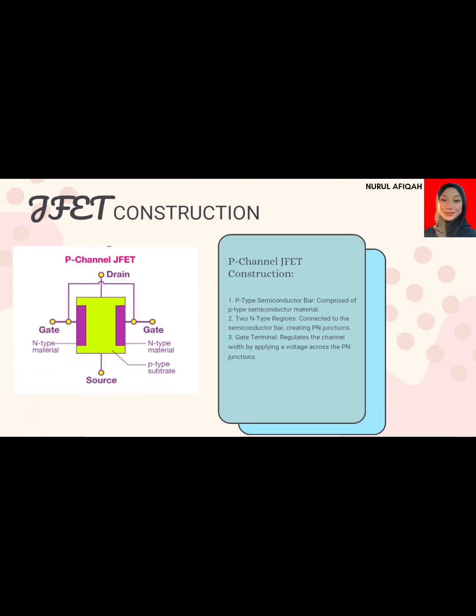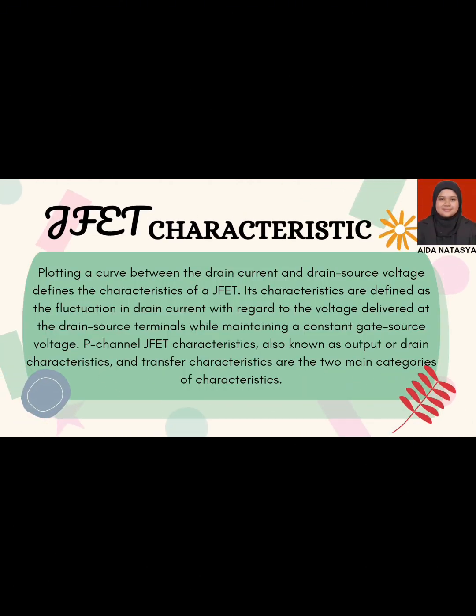Conversely, in a P-channel JFET, a semiconductor bar of P-type material is connected to two regions of N-type material, creating a PN junction. Similar to the N-channel JFET, the width of the conducting channel in the P-channel is controlled by the voltage applied across the PN junction. Both types operate based on the voltage applied to control the flow of current through the channel between the source and the drain terminals. What is JFET characteristic?